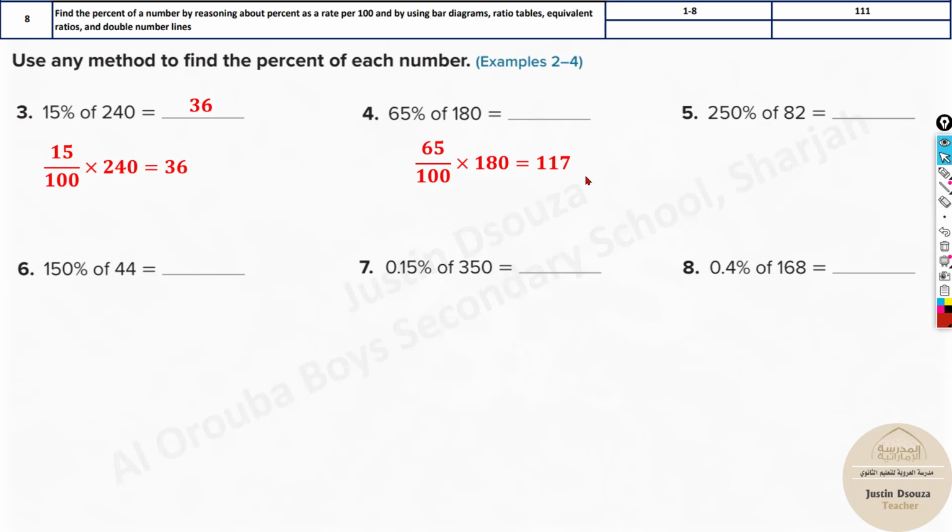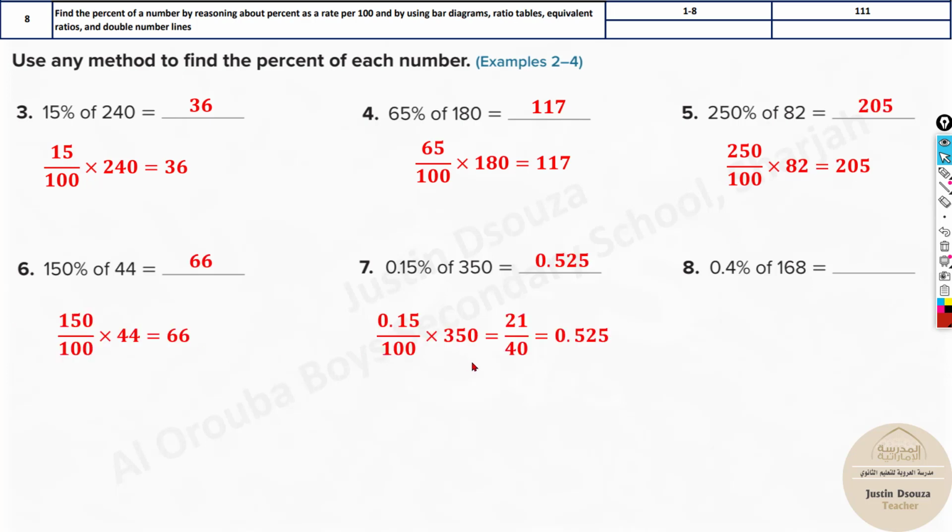65 by 100 into 180 is so much. 250 by 100 into 182 is so much. Here, here, and here. Now just be careful with this. It's 0.4. So whenever you do this, start by multiplying first and then solving it. There are various ways to do this, but what would be easier is to multiply these two terms and then simplify it. Or I can see over here they have simplified these terms.